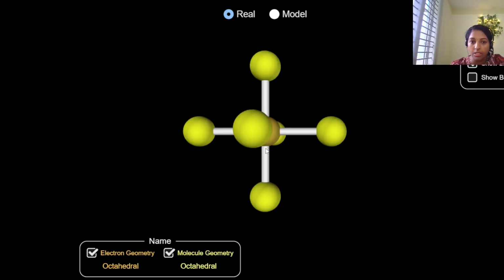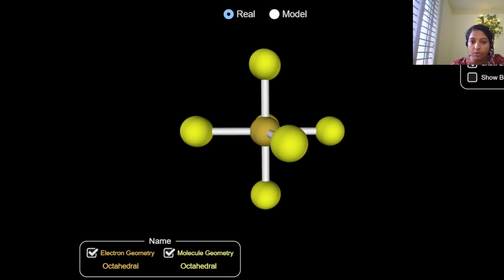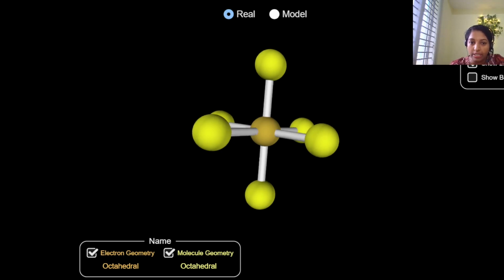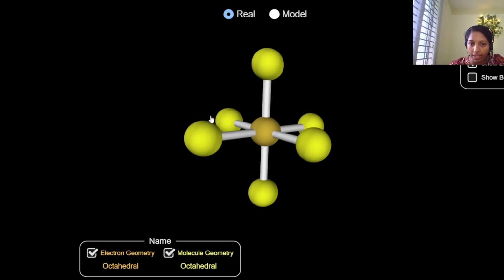So SF6 means sulfur has 6 valence electrons. So all the valence electrons are satisfied by fluorine. So sulfur is the central atom, and 6 bonds are there. So this is what you call octahedral. Otherwise you can call it square bipyramidal. The base is like a square, the square planar is there, and top and bottom there are extra atoms. That shape is what you mean by octahedral.